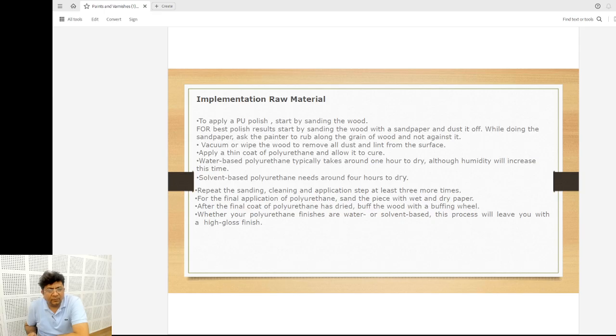What is a buffing wheel? A buffing wheel is basically a very fine wheel which gives a very rich glow or shine to the wood surface, which is not possible with the help of normal sandpapers. So after the final coat has been done, we should use the buffing wheel to give a rich shine or glow to the wooden furniture. The polyurethane PU polish, either solvent based or water based, will always give you a very high gloss finish.